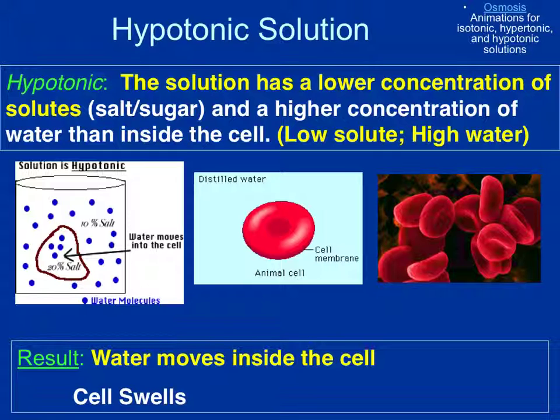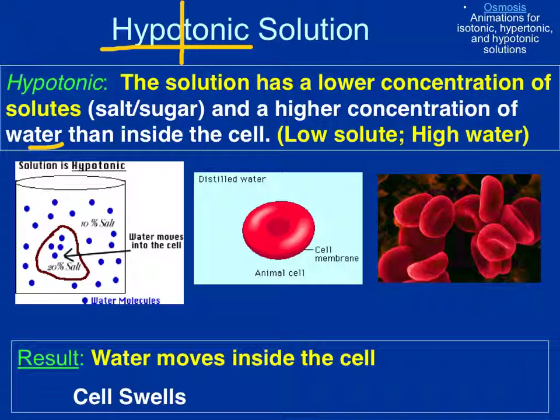So, we have different types of solutions compared to the cell, and the first one is called a hypotonic solution. Hypotonic. Now, if we break that word down, hypo actually means under or low or less than, and tonic means strength. So less than strength for this solution is a type of solution that has a lower concentration of solutes. In other words, there's actually a higher concentration of water molecules.